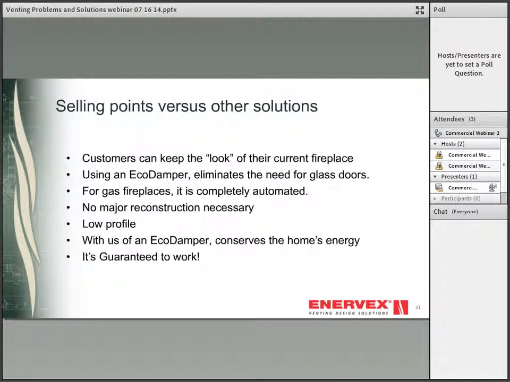So let's review what makes the ENERVEX mechanical venting systems a great solution to your customers' venting problems. You can use a venting or a mechanical draft system so that the customers can keep the look of their current fireplace. Using an eco damper eliminates the need for glass doors. For gas fireplaces, it is completely automated, and no major reconstruction is necessary. The fan system is low profile, and with use of an eco damper, it conserves the home's energy. And finally, it's guaranteed to work.